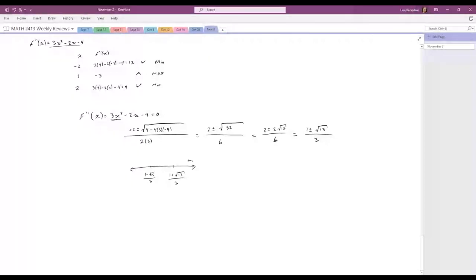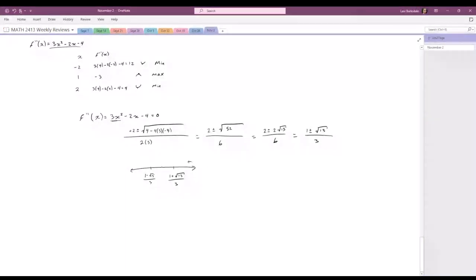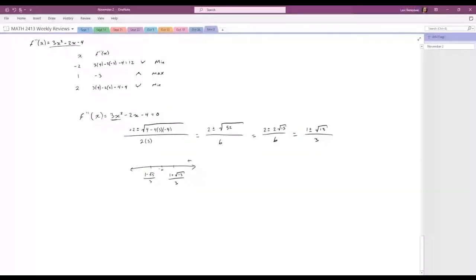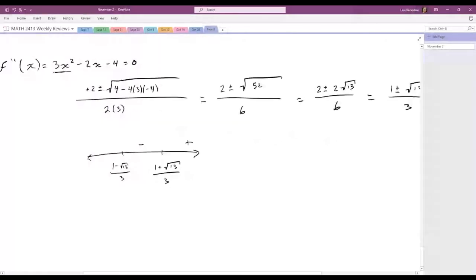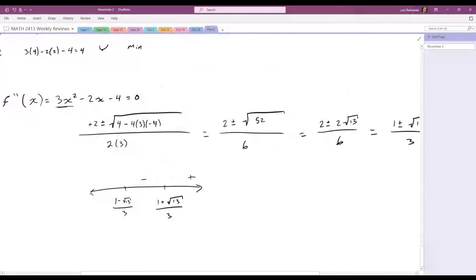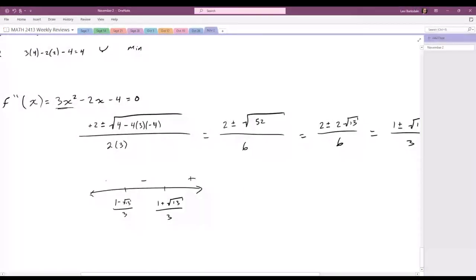Next, because the square root of 13 is bigger than 1, I know that 0 has to fall between these. So I'm going to plug in 0, and I get negative 4 out. Similarly, I can use similar reasoning to find the sign as it approaches negative infinity. Here I would have a negative times a negative, which would give me a positive, times a positive coefficient gives us a positive.